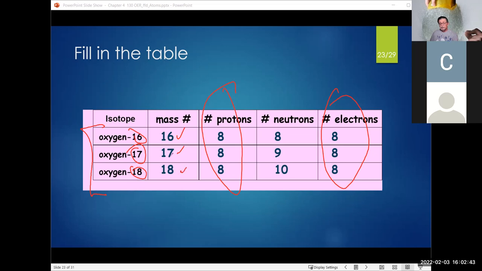The only calculation you need to do is the number of neutrons, and it's simply the mass number minus the number of protons. Hence, you end up with 8, 9, and 10, respectively, for oxygen 16, oxygen 17, and oxygen 18. You see how that works?